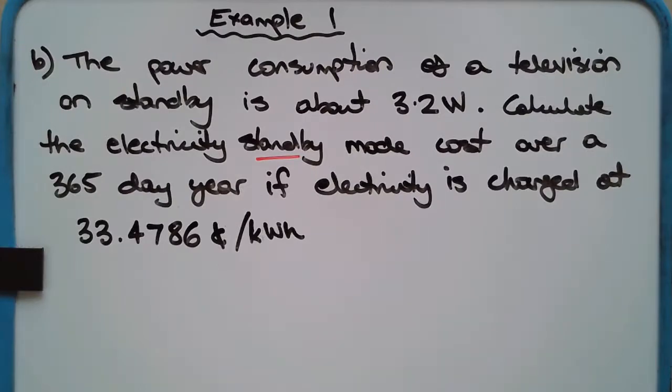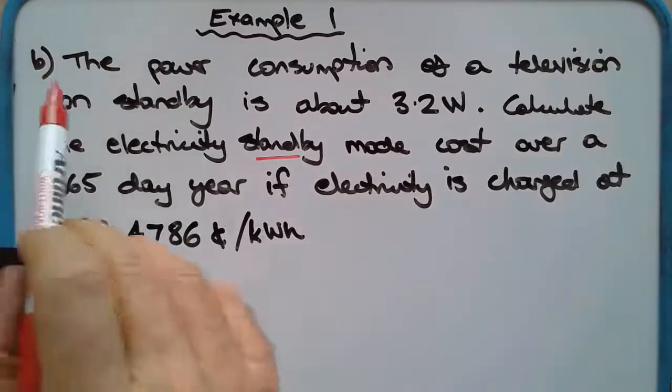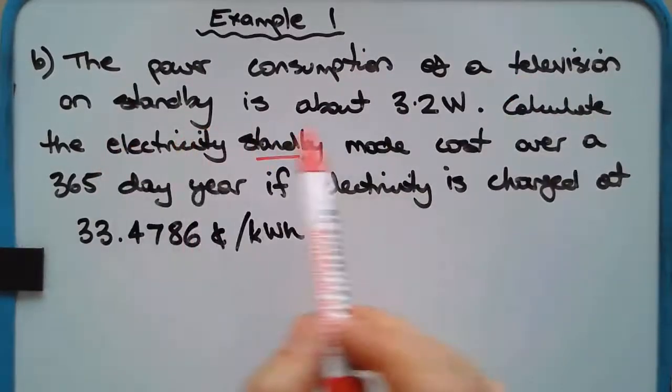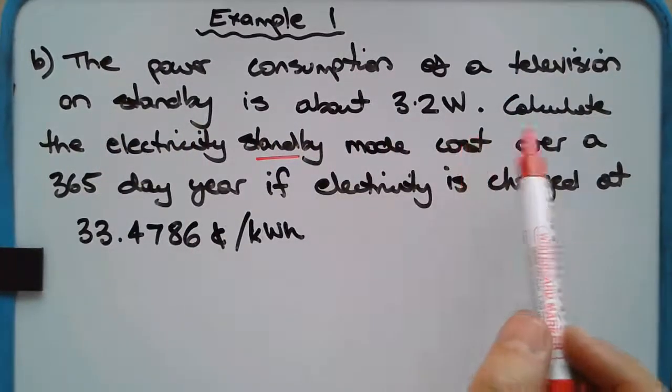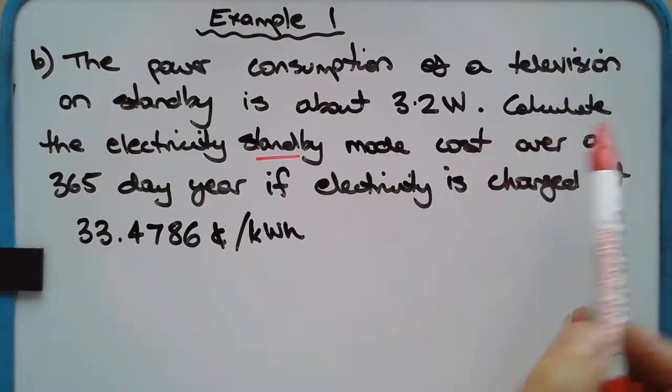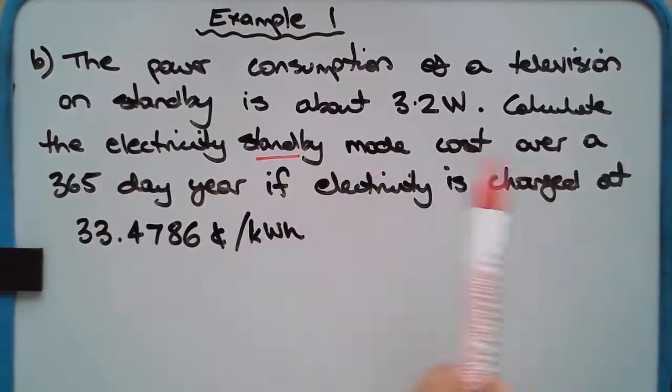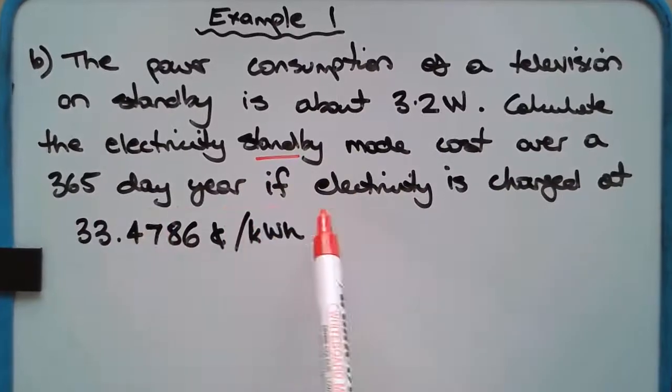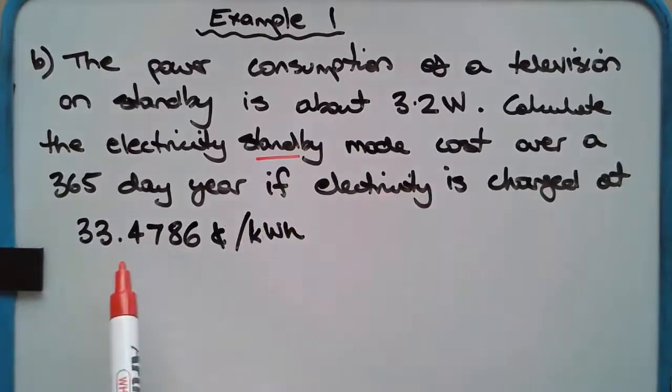It's still plugged in. It's still taking a little bit of electricity to keep it going. And it needs to do that, obviously, so it can read the remote control when you push the remote control to turn the TV back on. The television needs to have some of the circuitry activated to be able to read the remote control. So the power consumption of a television on standby is about 3.2 watts. Of course, that varies with the brand and size of TV. Calculate the electricity standby mode cost over a 365-day year if electricity is charged at 33.4786 cents per kilowatt hour.